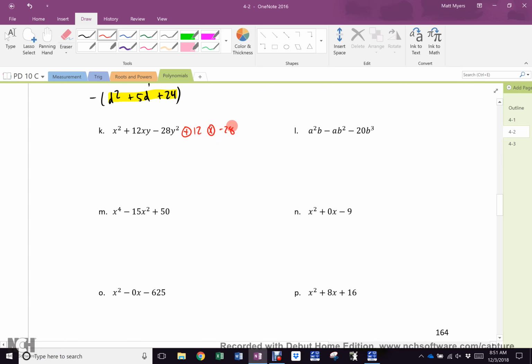What is it? $14y and x minus 2y. Is everybody getting the drift here?